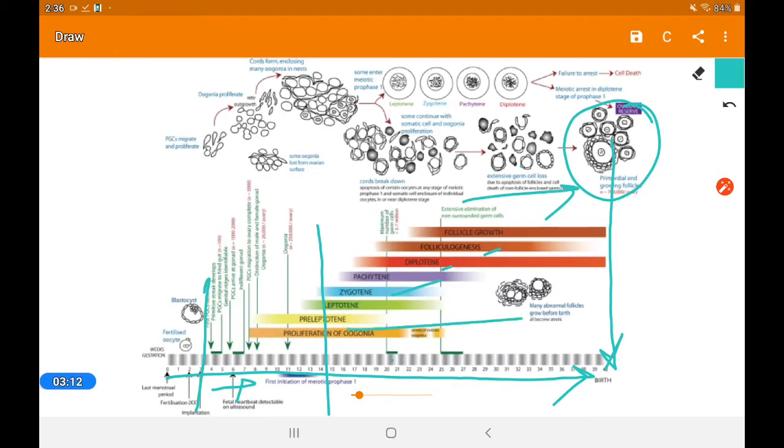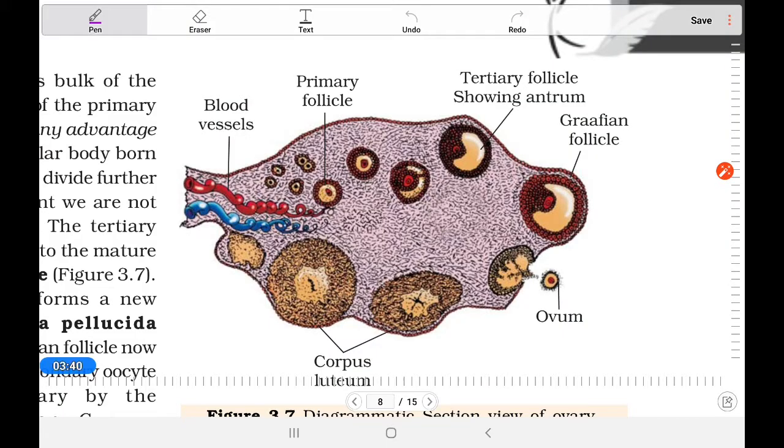This process takes a very long time inside the embryo, and if any cell fails to arrest, then the cell will die. The others will arrest in the diplotene stage of the first meiotic cell division. They are still 2n in structure. Alright. So the huge number of primary oocytes are covered by granulosa cells, and we call this the primary follicle, and the number here is 60 to 80,000.